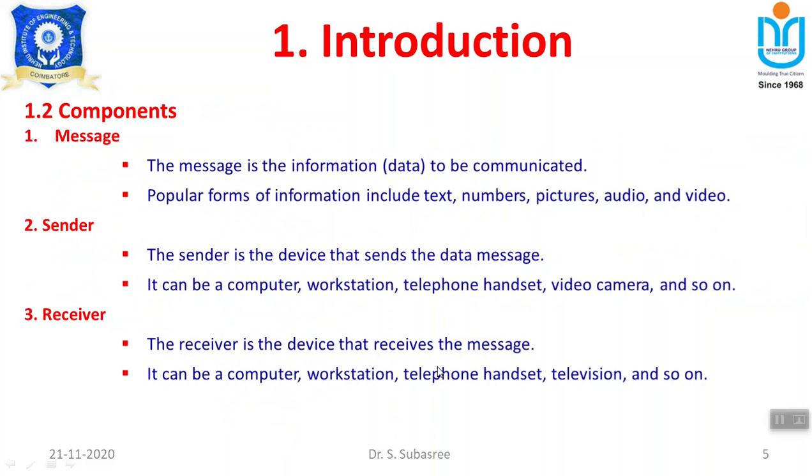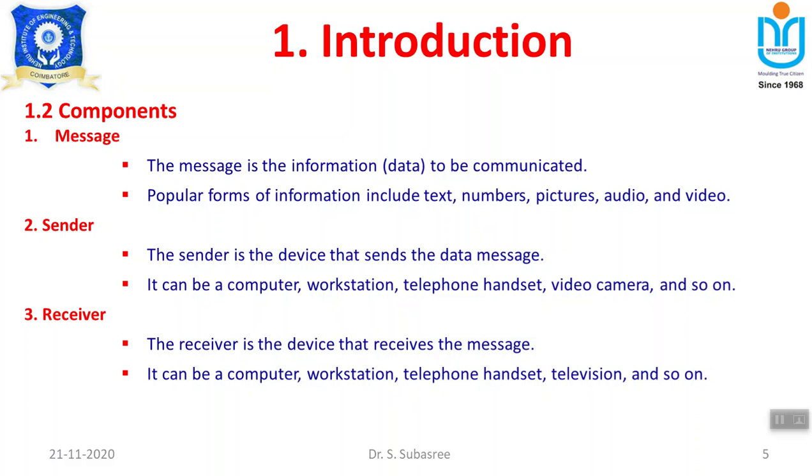The next one is the components associated with the network. The first one is the message, whatever message I want to forward. The message may be text, numbers, pictures, audio or video, whatever the type of data. That is called a message. Another important component is who is going to send the information, called the sender, and the receiver is who is going to receive the information. Examples of a sender are a system, a workstation, a telephone or a video camera, which capture the information.